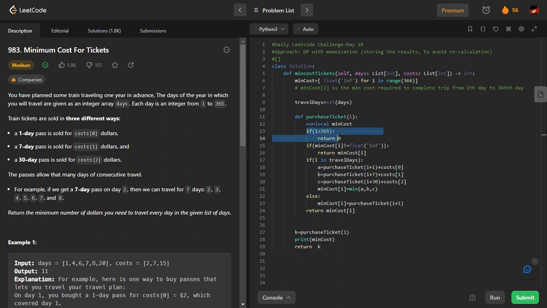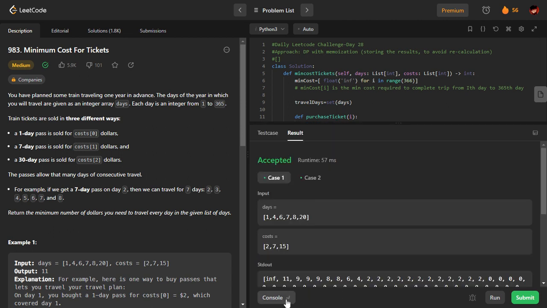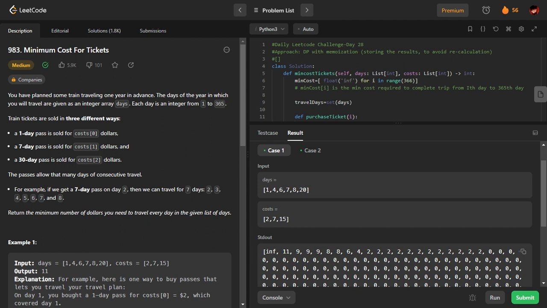If I am on a day greater than 365, it simply returns 0. Only on the days in which I have to travel will I be traveling. For the rest of the days, the cost will be equal to the cost of the next day. Suppose I am traveling on the first day, and then on the fourth day. So for days 2 and 3, the cost will be the same as that of day 4, because I am traveling on the fourth day after the first day.